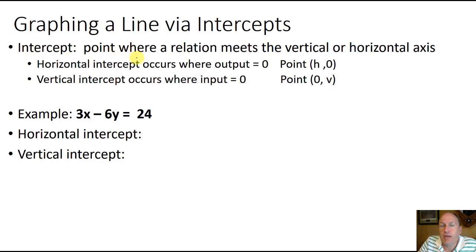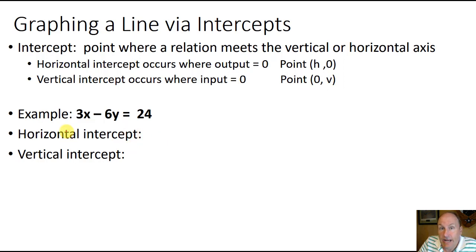So an intercept is a point where a relation or function meets the vertical or horizontal axes. These tend to be very, very important. A horizontal intercept occurs where the output is 0, and so we'll call that h. And so the point would actually be h comma 0 because the output is 0 along that horizontal axis. We're not going up or down. We're only intercepting at that point h comma 0. The vertical intercept will occur along the vertical axis where the input is equal to 0. So it's the point, let's call it 0 comma v, where v is the amount we go up or down where we hit that vertical axis.